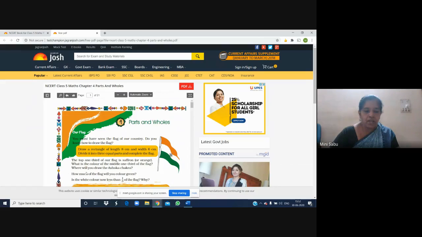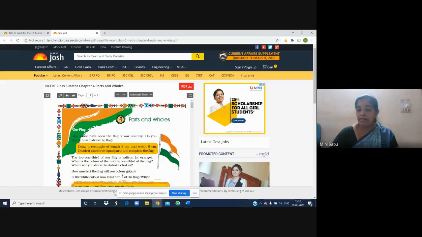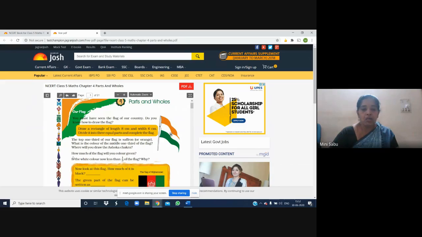Okay, where will you draw the Ashok Chakra? We will draw the Ashok Chakra in the middle white part. Okay, how much of the flag will you color green? What part? How much means what part? What part of the flag will you color green? 1/3, 1/3. Is the white color now less than 1/3 of the flag? White color is less than 1/3?